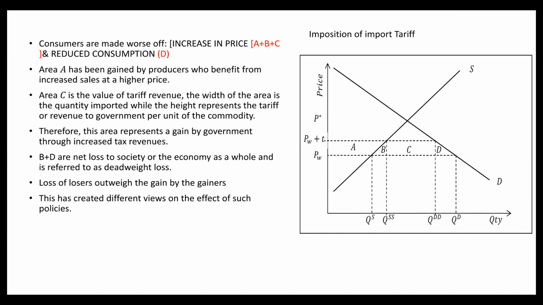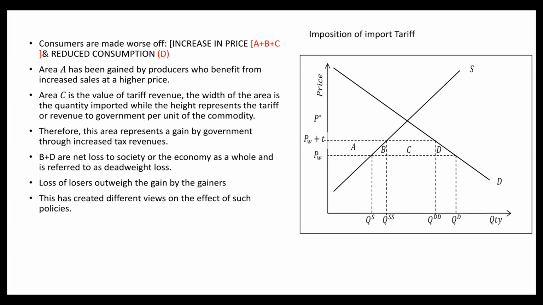By D, consumption is reduced. Then area C is the value of the tariff revenue. So the width of the area is the quantity imported, while the height represents the tariff, or revenue to government, per unit of the commodity.